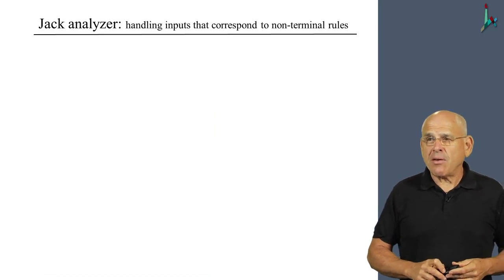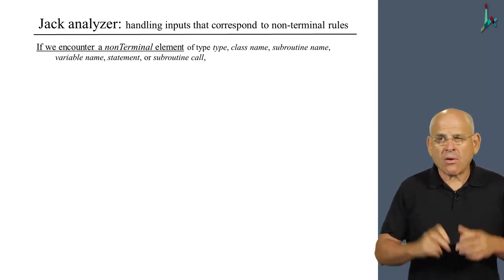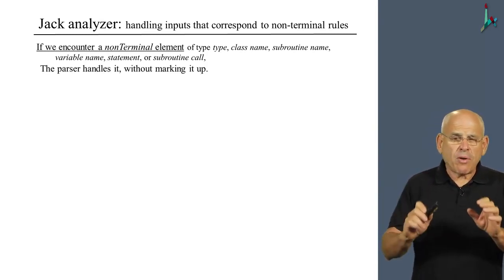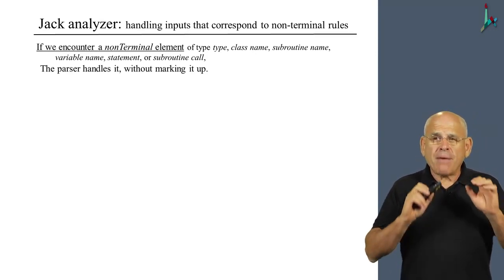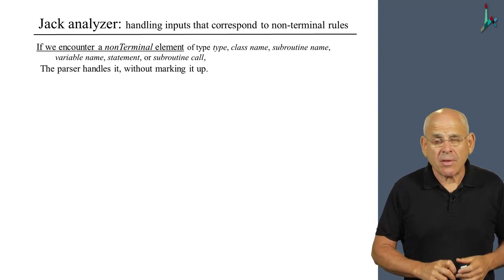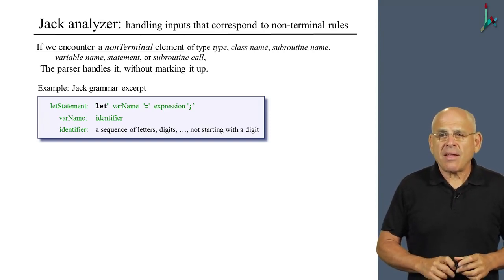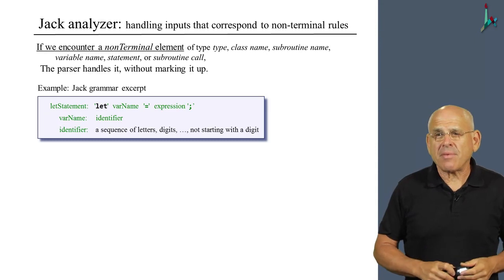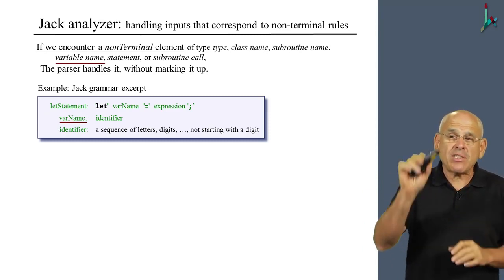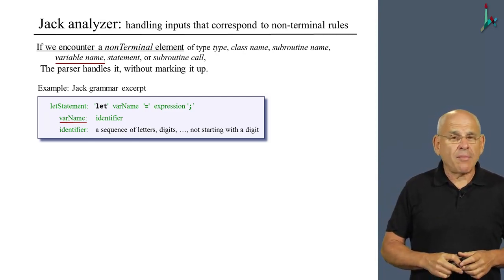Now, we have another subset of non-terminals, which I sometimes refer to as shallow rules, or rules that are not terribly interesting from a syntactic standpoint. Well, inputs that correspond to such shallow rules are handled, but the analyzer does not generate any XML associated with them. Let me give you an example. Let us focus on this subset of the Jack grammar that describes a let statement and a var name. Now suppose that, and I decide to focus on the var name because the var name is one of these non-terminal rules that I decided not to include in my XML.